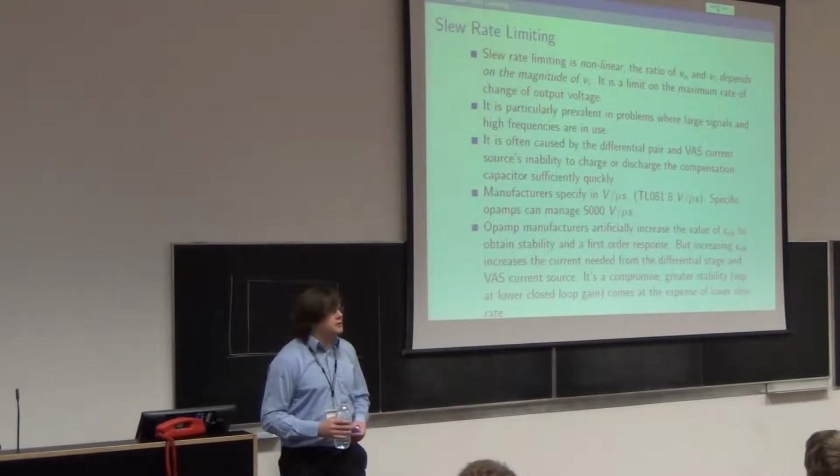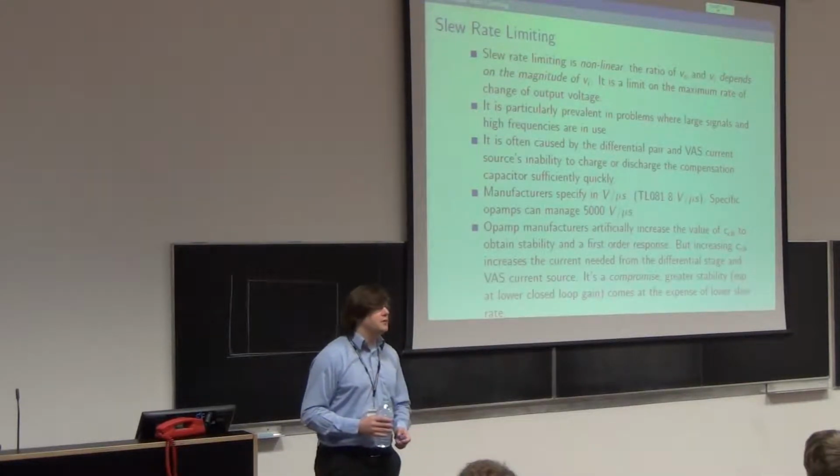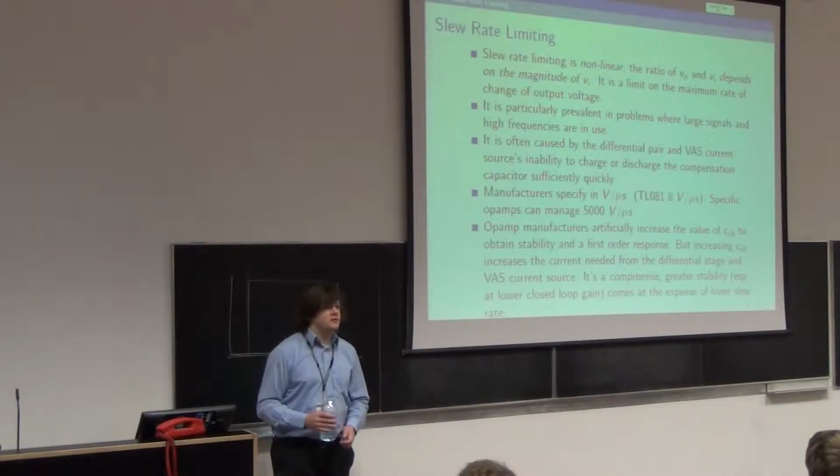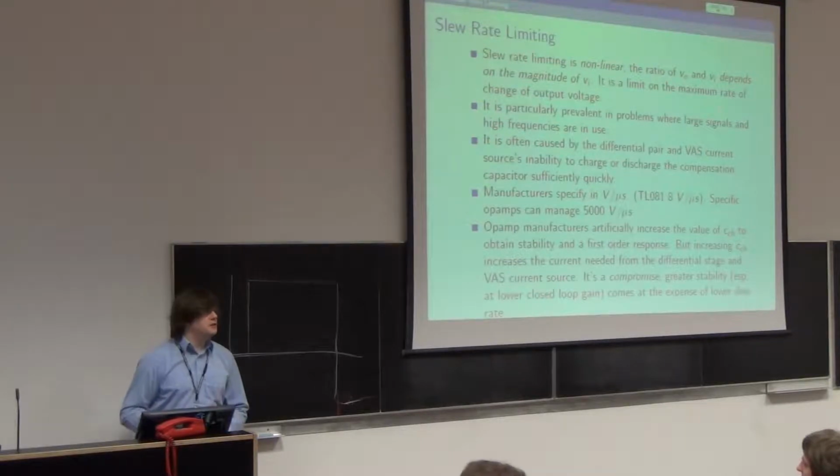If you want a flashy one that's specifically made for really high slew rate, you can get up to about 5 megavolts per microsecond, which is really, really fast, but you pay commensurately for it.